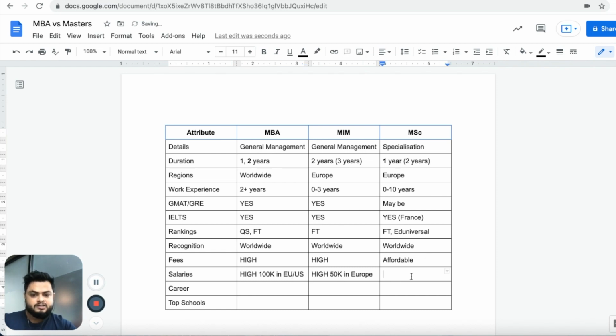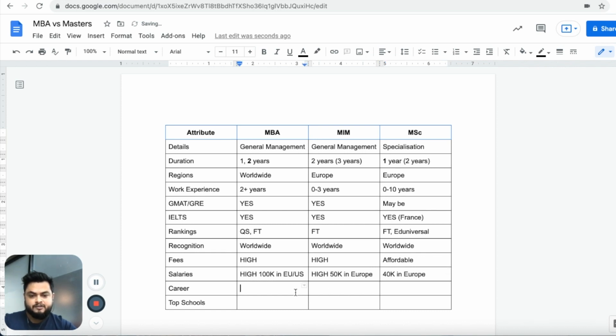When it comes to MScs, the average salaries vary from country to country. In France, it's going to be around 40K, right? In Germany, again, it's going to be around 35 to 40K, but the average salary in Europe is going to be 40K. So that's why I'm going to mention that here.